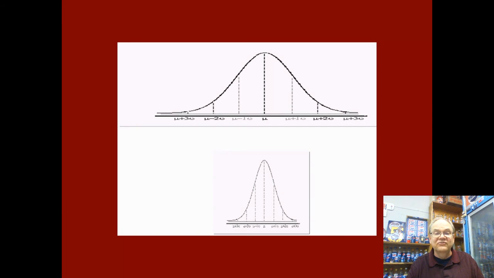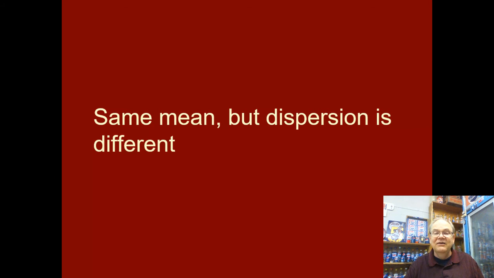Both of these are normal distributions, and they both are centered at the exact same place, but you'll notice one of them is spread out wide, the other one is squashed down so it's much more narrow. They have the same mean, but the dispersion ends up being different. One of them is spread out more than the other one is.